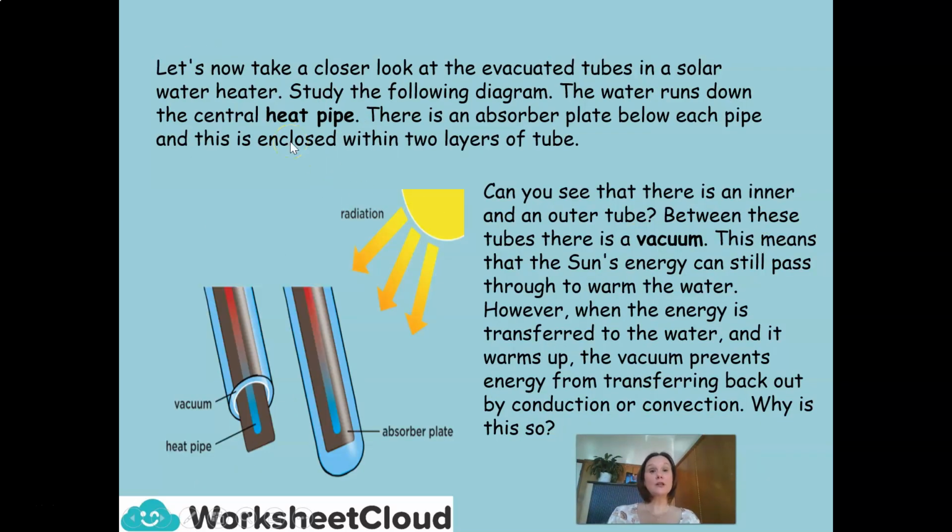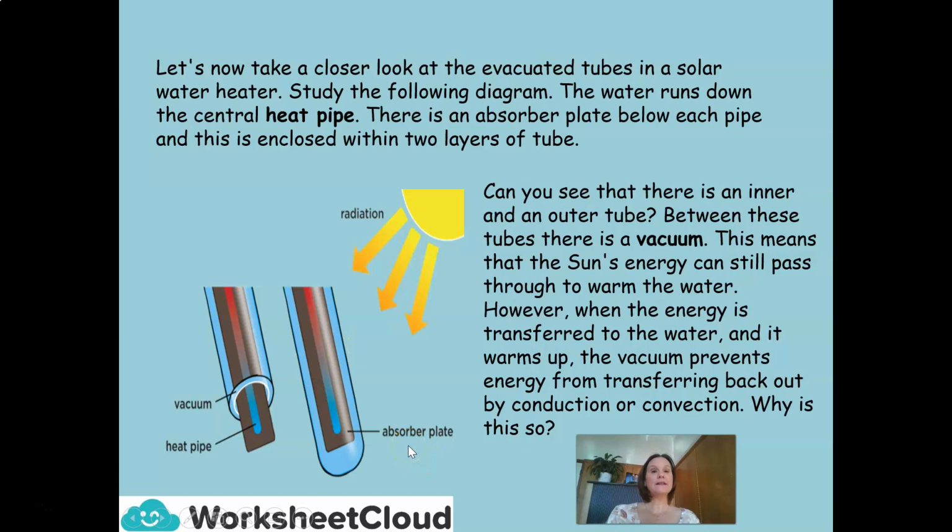Now let's take a closer look at the evacuated tubes in a solar water heater. Study the following diagram. So there it is for you. The water runs down the central heat pipe. There is an absorber plate below each pipe, and this is enclosed within two layers of tube. Now remember, we have the radiant heat from the sun, and there you have your tubes. Okay, your heat pipe, the vacuum, okay, and the absorber plate.